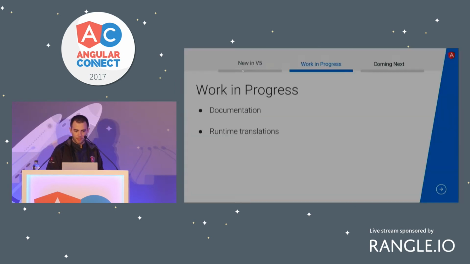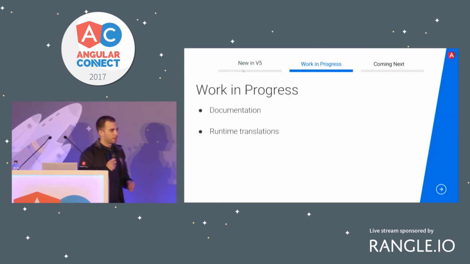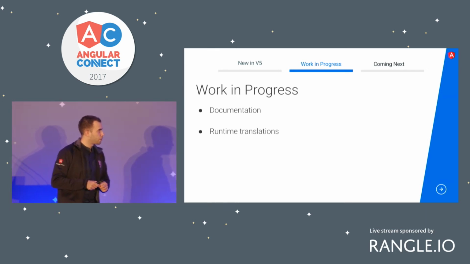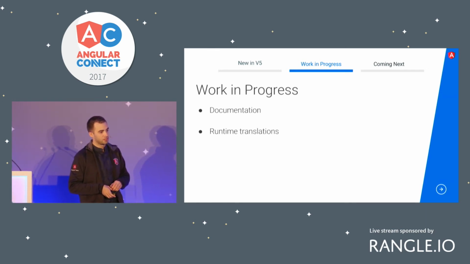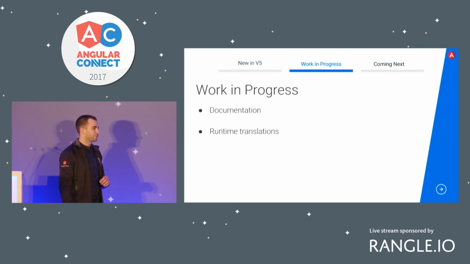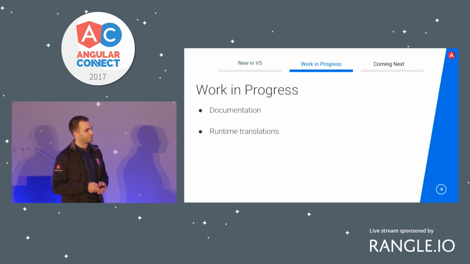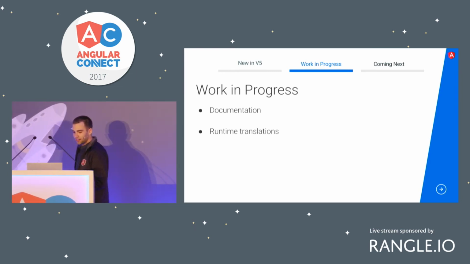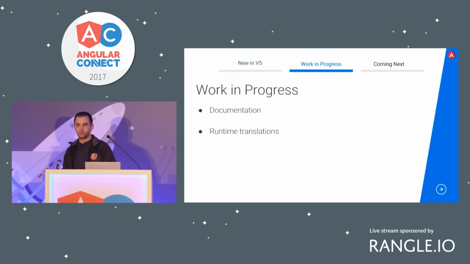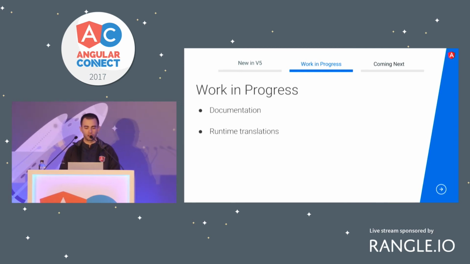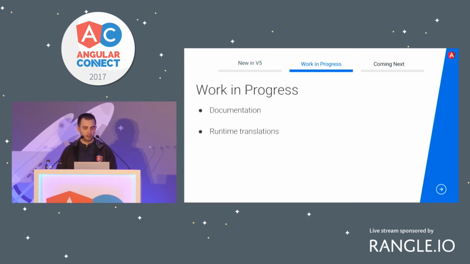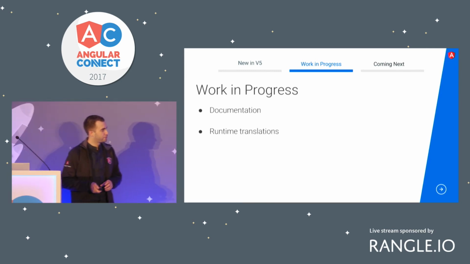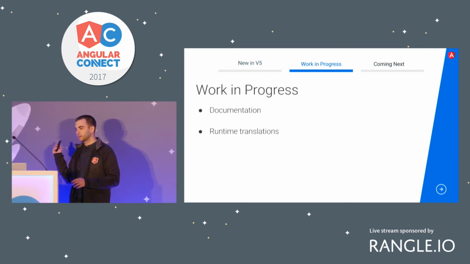So let's see what we are working on right now. This is not yet available in Angular v5. We are working on better documentation. We will also be working on bug fixes, because when you release a new version, you always have bugs. Victor Berchet, who is working with me at Google on i18n, is right now working on something called runtime translations. This is a very important feature, and let's see why.